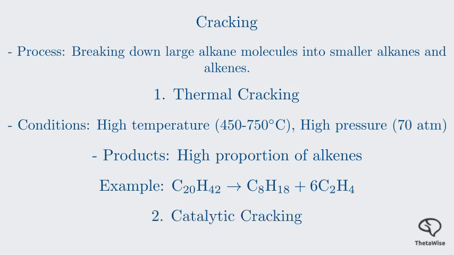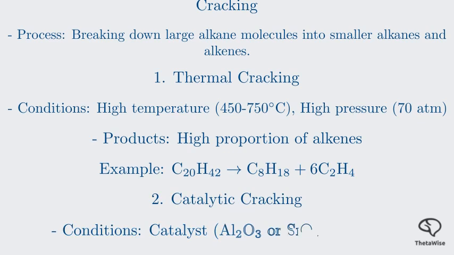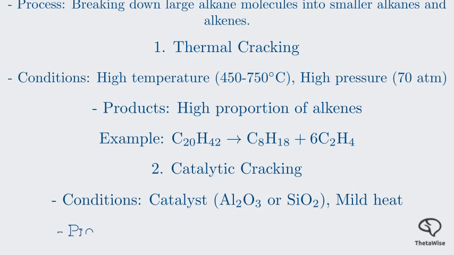The second method is catalytic cracking. This uses a lower temperature and pressure but requires a catalyst, typically a zeolite like aluminum oxide or silicon dioxide. This method gives a higher proportion of alkanes, especially branched chain alkanes, which are excellent for motor fuel because they burn more smoothly. Here's a common example.